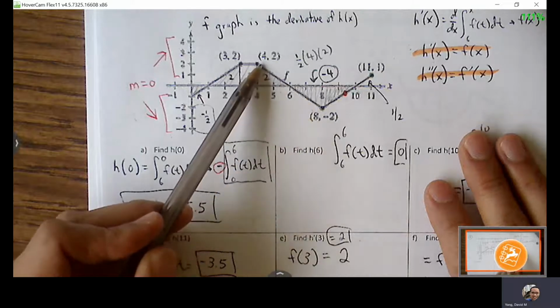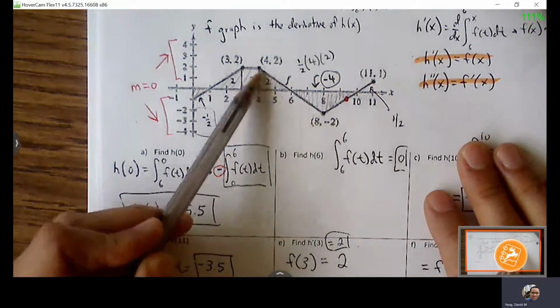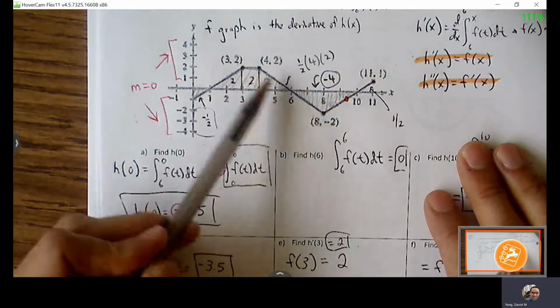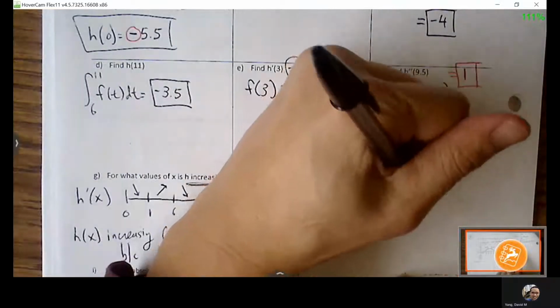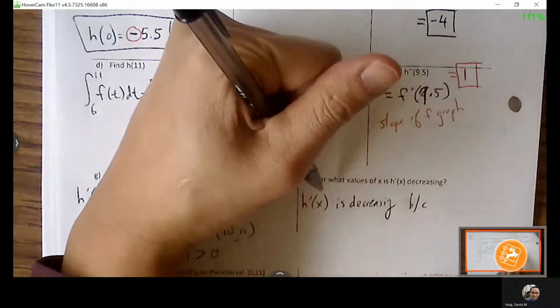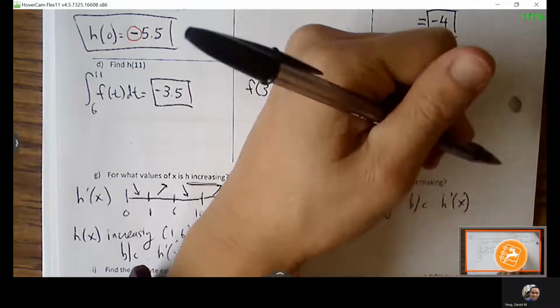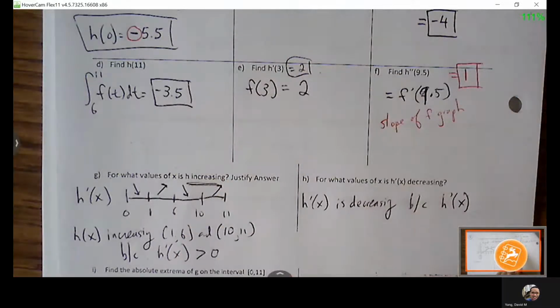because f prime, or f of x, is decreasing, or h prime. This is also h prime, right? We know this is h prime. Or h prime is... wait a second here.